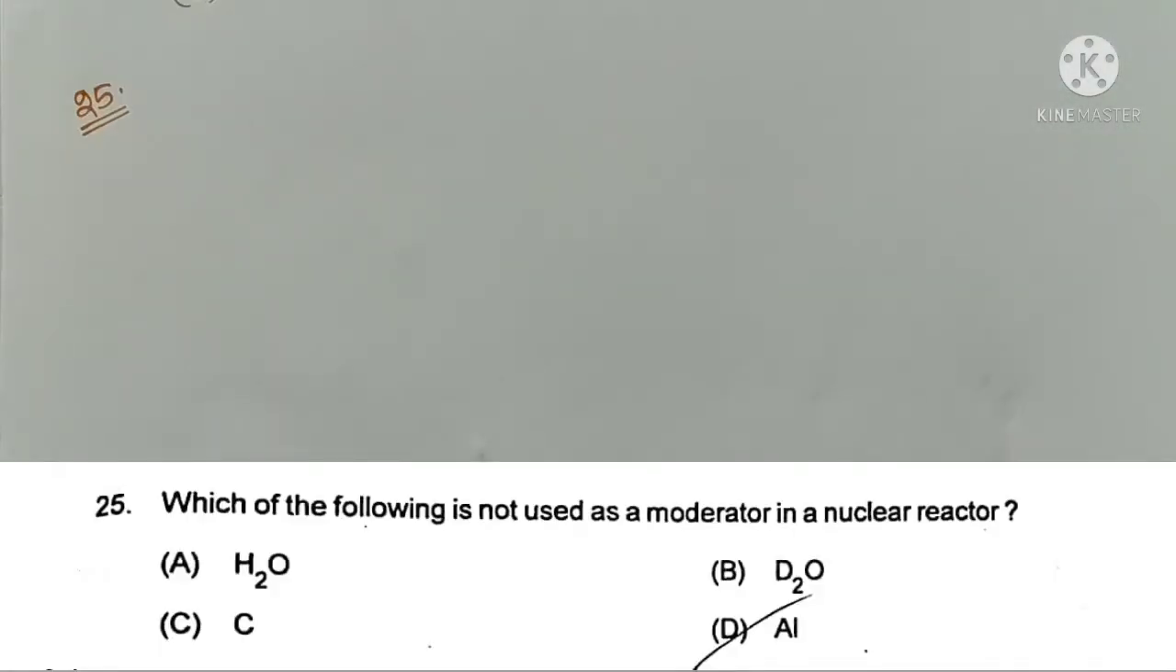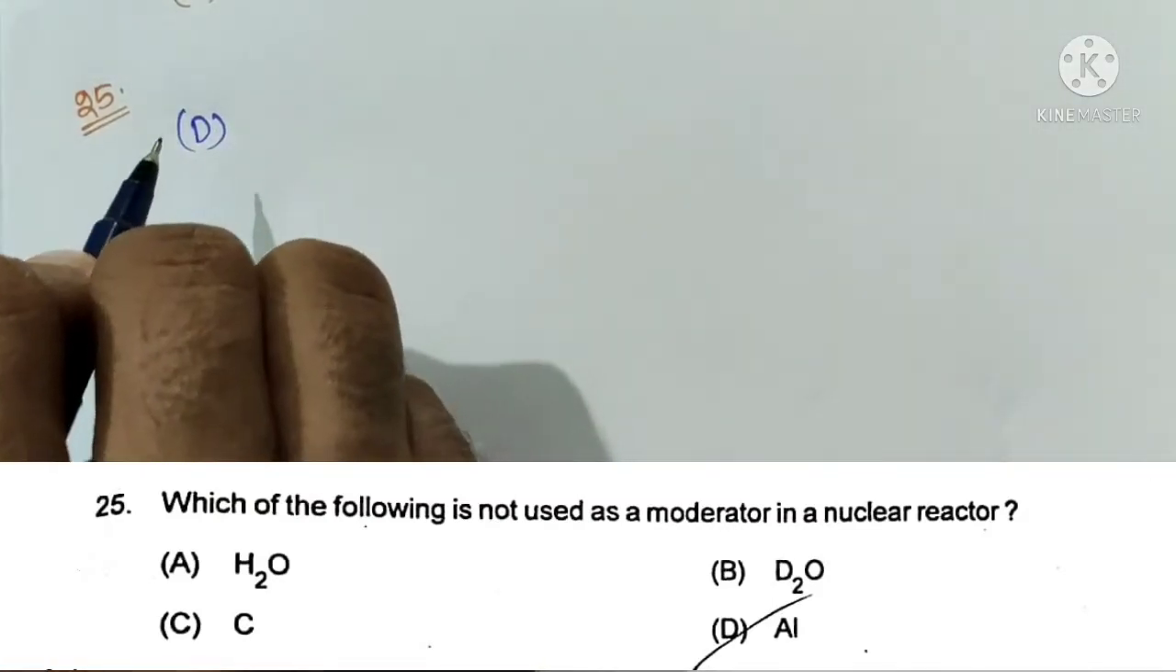Question number 25. Which of the following is not used as a moderator in a nuclear reactor? Options are water, heavy water D2O, carbon and aluminum. So among all these options, water is used, heavy water is used, carbon is used, but aluminum is not used as a moderator in a nuclear reactor. So your correct option is option D.